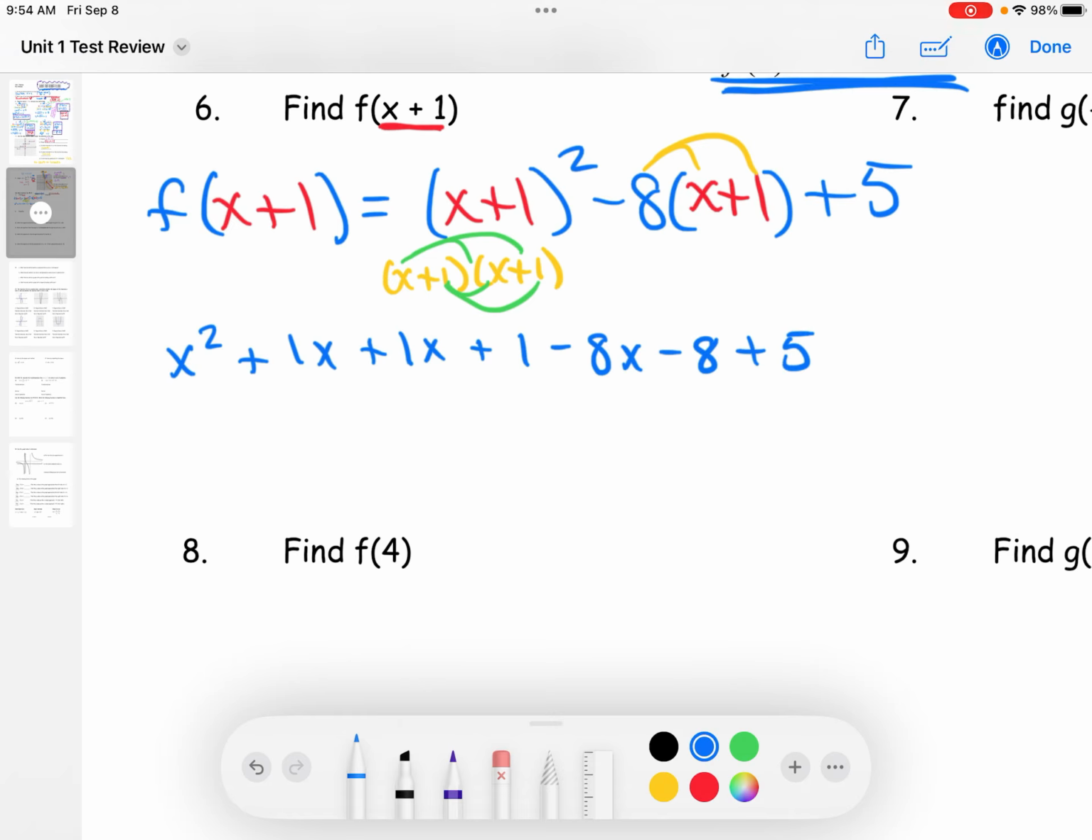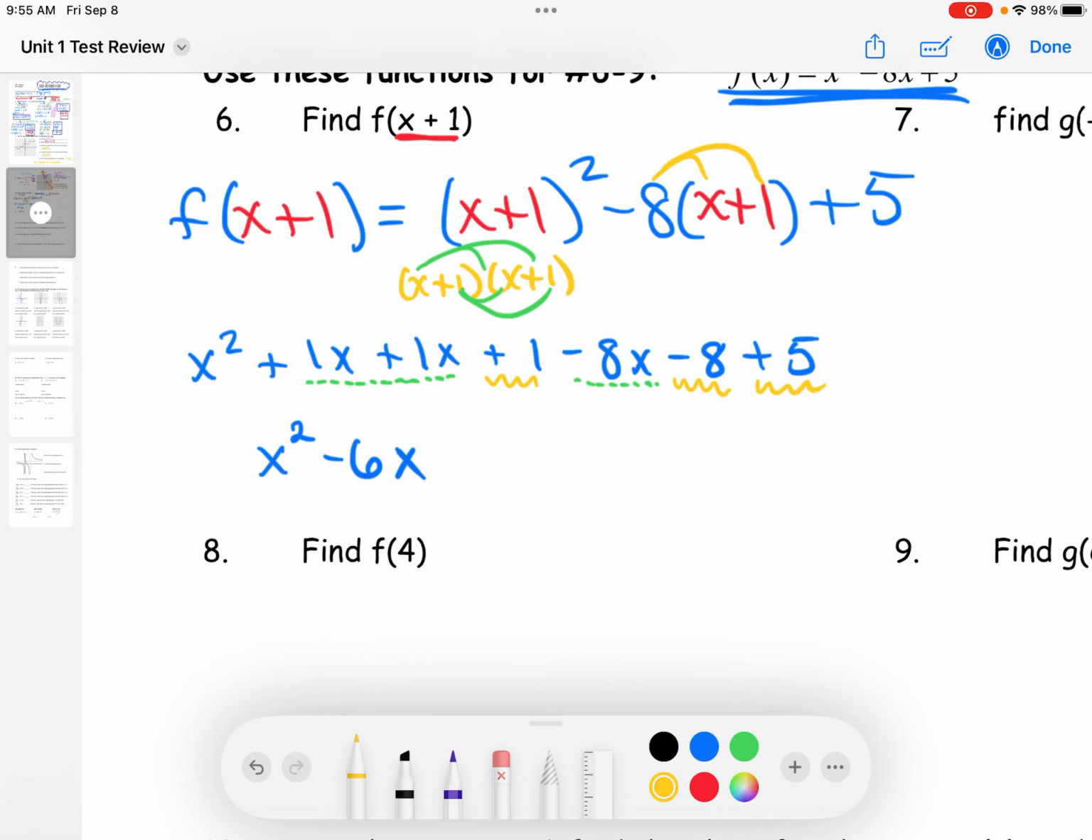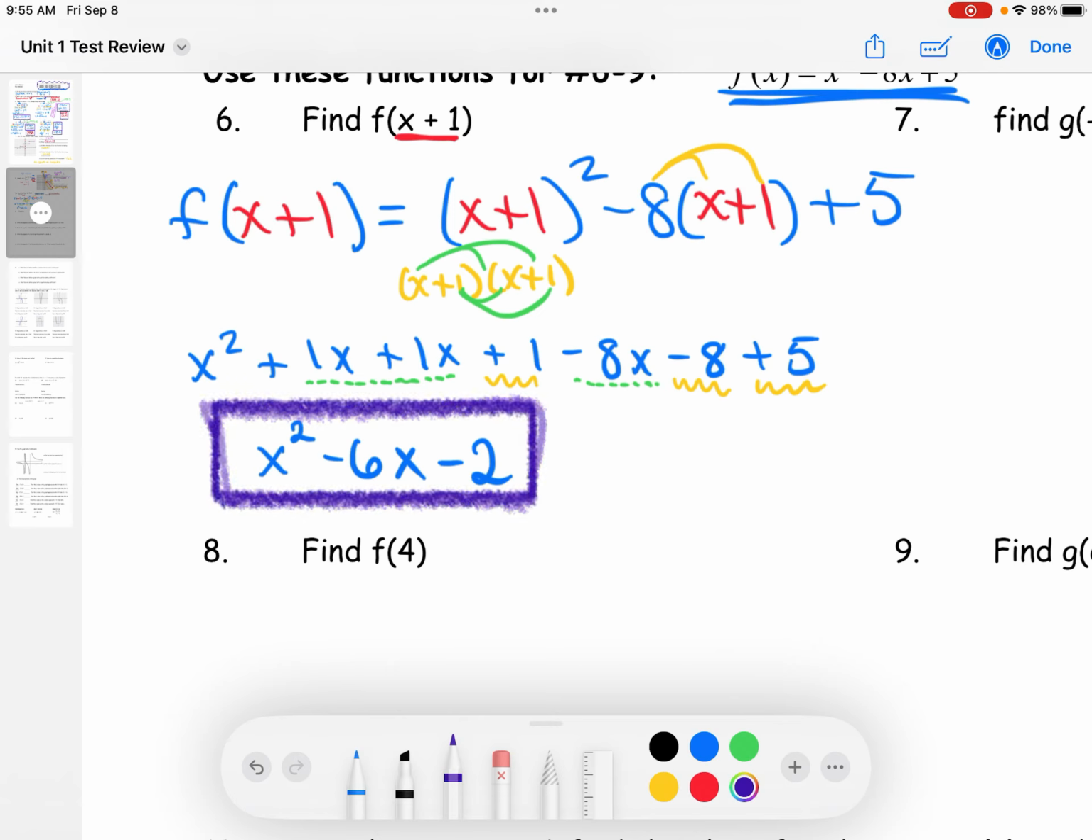Now, as we combine like terms, x squared is the only x squared term. Then we need to add the x's. 1x plus 1x is 2x minus 8x gives us negative 6x. And then we need to add the constants. 1 minus 8 is negative 7 plus 5 is negative 2. And here is f of x plus 1.